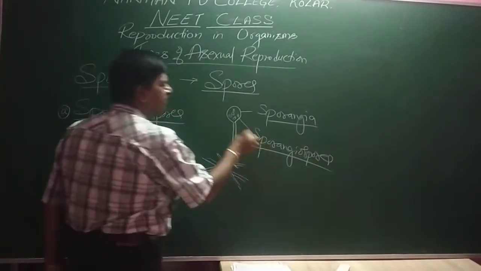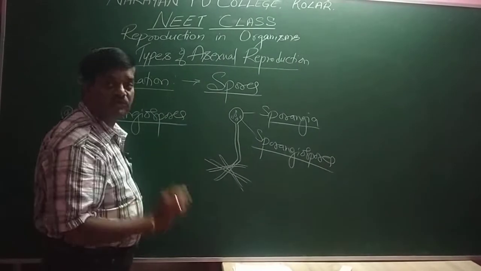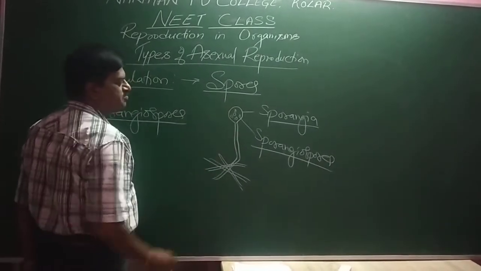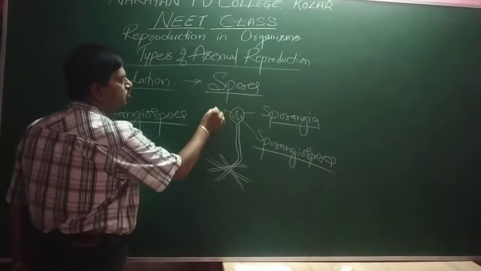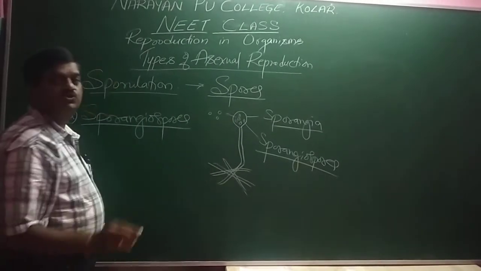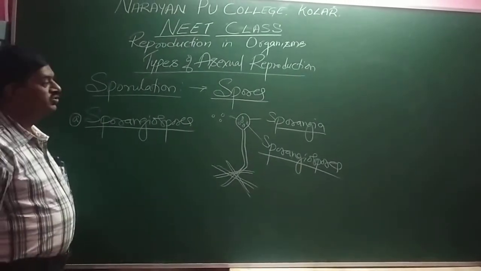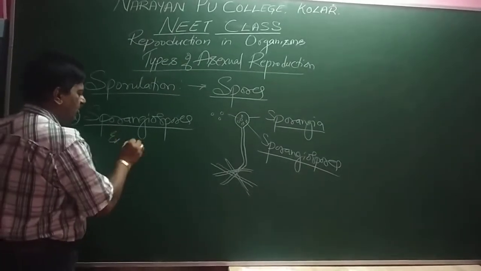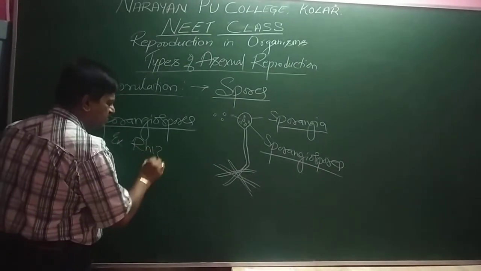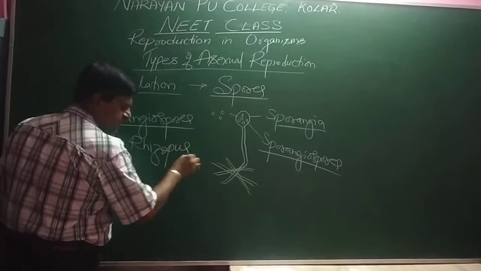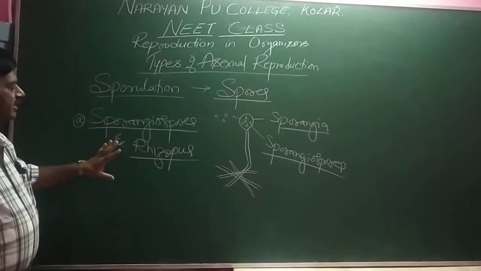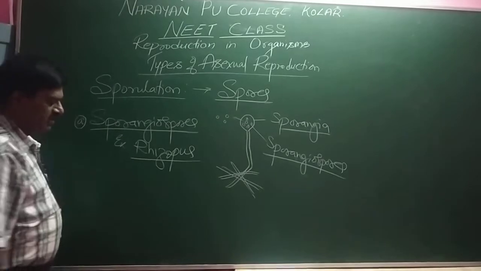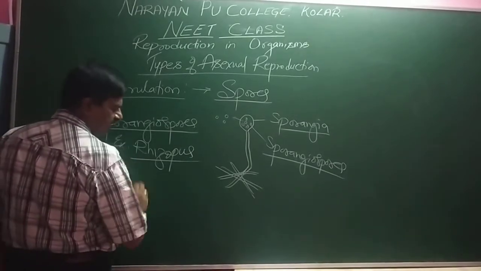Once the sporangiospores are formed, the sporangia is ruptured and the spores are thrown out, and they fall on a suitable place to give rise to a new plant. Example: Rhizopus is one of the examples for sporangia.